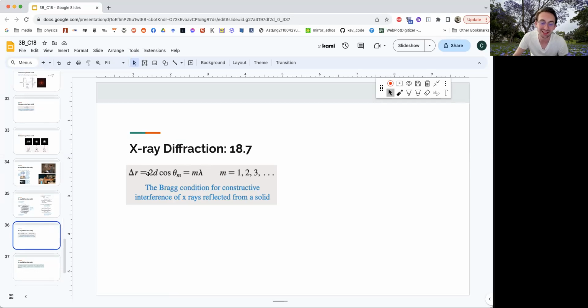So we apply it yet again, and we have 2d cos theta equals m lambda. This is known as the Bragg condition, named after a famous X-ray physicist, which gives the angles for which we have constructive interference for X-rays reflected from a solid, assuming a cubic crystal structure. So this is a more basic condition. We can have more advanced ones depending on the type of crystal, but this is the only one you really need for this class.